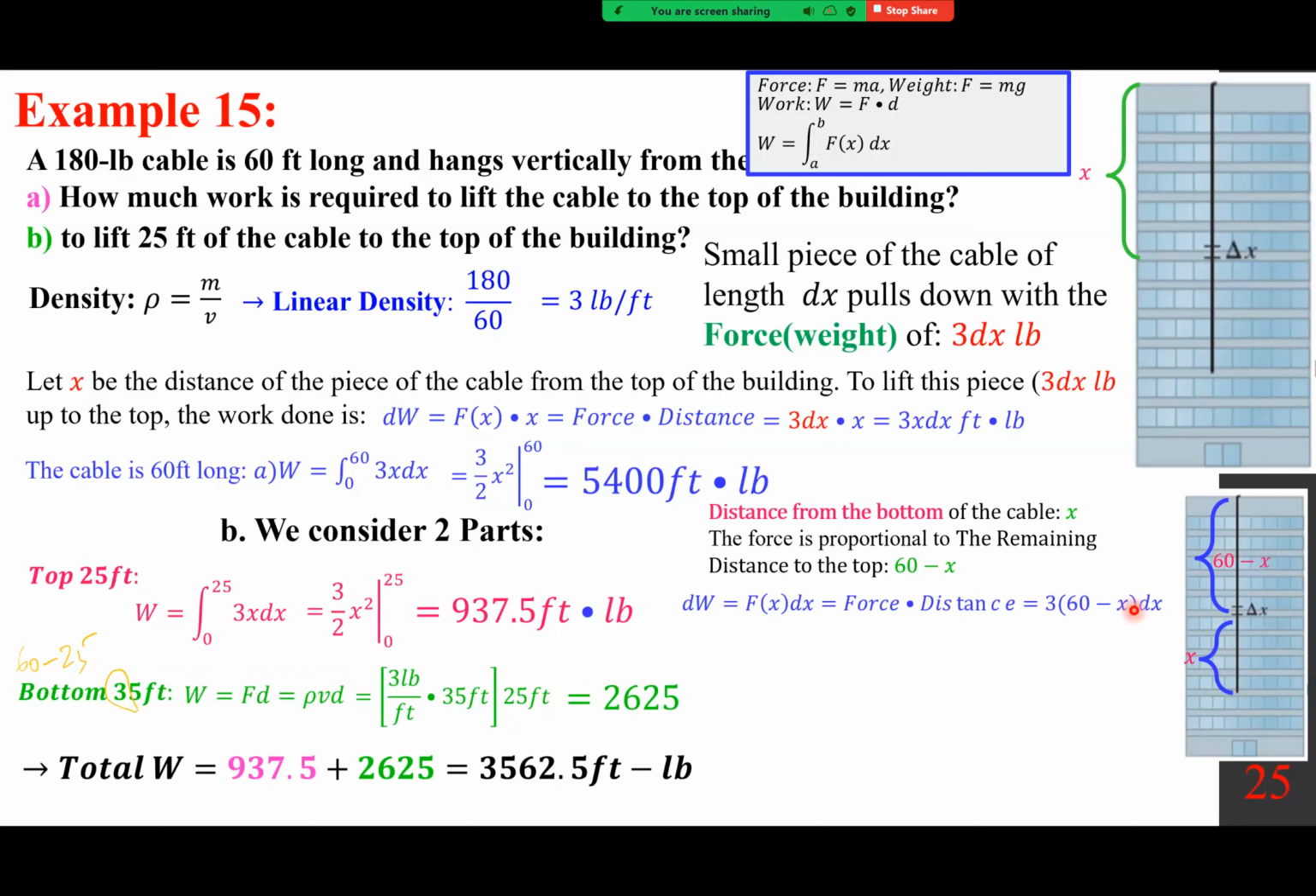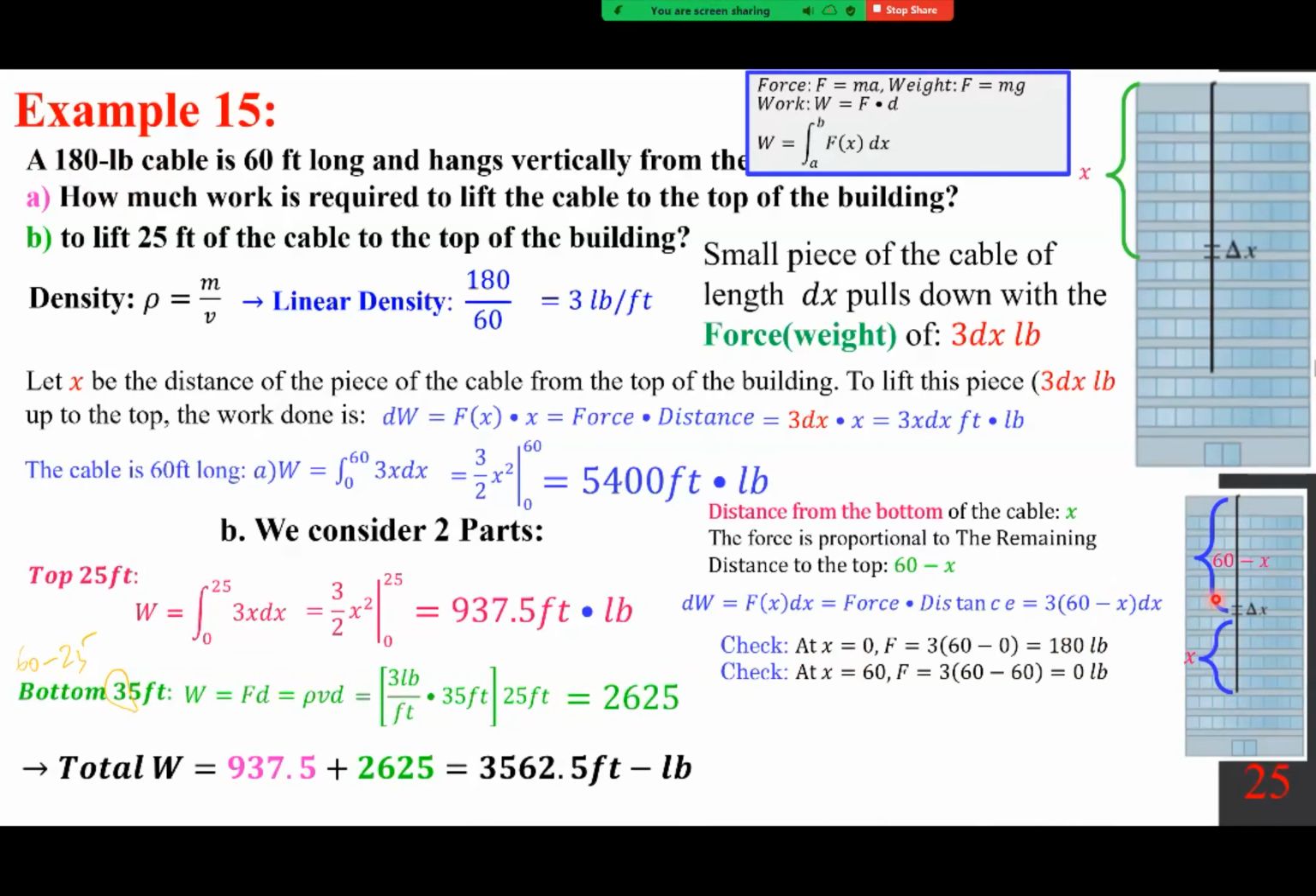But if it's 60, if it's all the way up, there's nothing to do. So take a look. This has to be checked. So at x equals 0, if you replace x equals 0, you have to get that 180 pounds because the whole thing weighs 180 pounds, right? So right here, it weighs 180 pounds. And remember, this value gets smaller and smaller as we get it up there, right? And it covers a different distance at any given time.